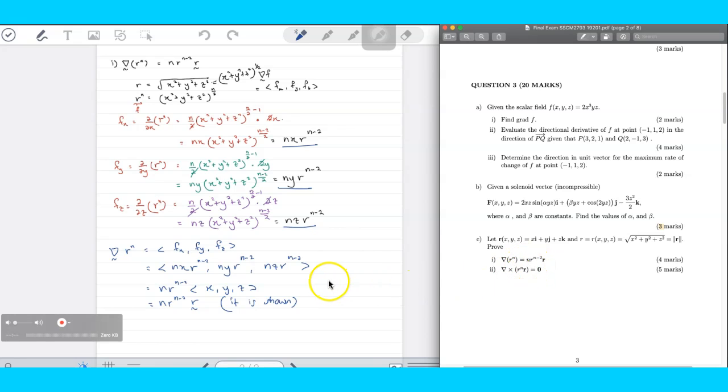Similarly for the second one, by using the information provided, now we have the cross product. So you have to find out the r to the n of r first.